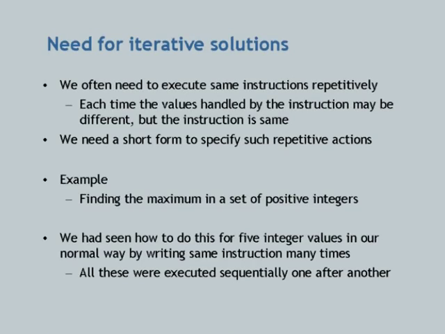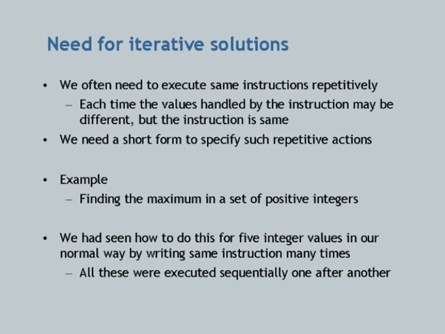So saying that I would like to repeatedly execute A equal to B star C does not make sense unless every execution deals with some new value. So iterative execution would like to repeat instructions, but the instruction must do something new every time. If such is the requirement, and we shall see in a moment what it is, then we would like a short form to specify such repetitive action.